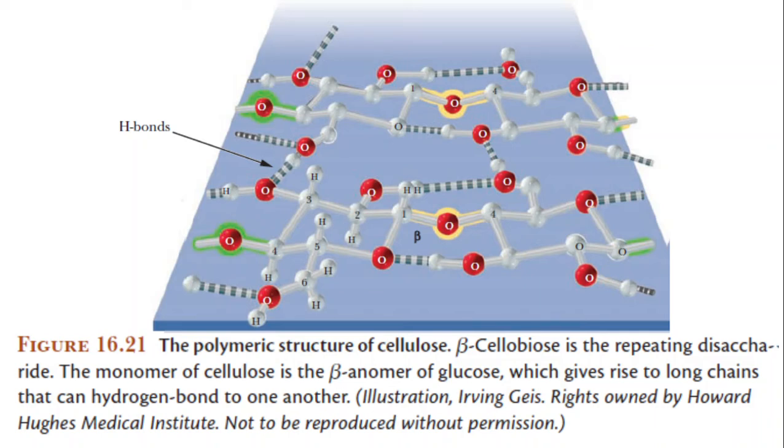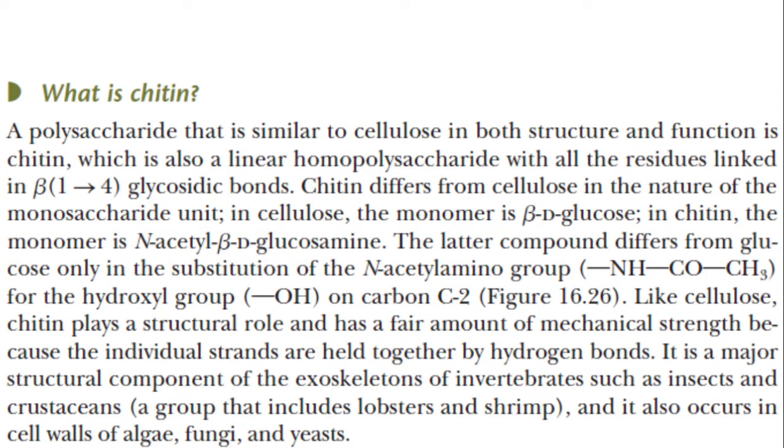We are going to continue. Next heading is chitin. It is there in your syllabus. Chitin is a linear homopolysaccharide.